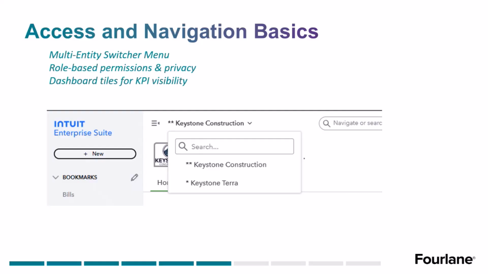IES uses role-based access control, which means every user only sees what's relevant to their job. So if you have users in one division who shouldn't see another entity's data, or executives who need high-level summaries but not transactional detail, you can tailor their access precisely. That structure not only supports cleaner workflows, but also strengthens internal controls and audit readiness.